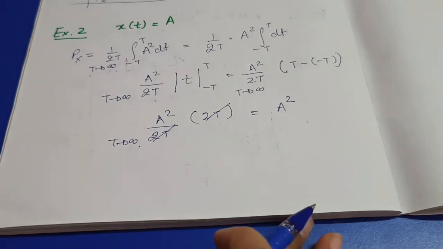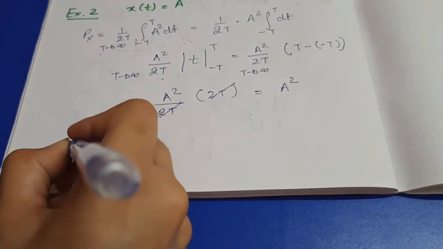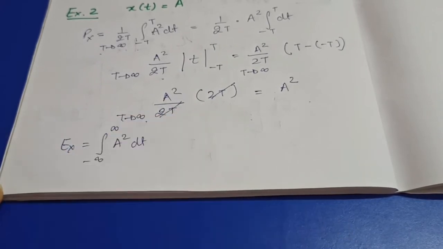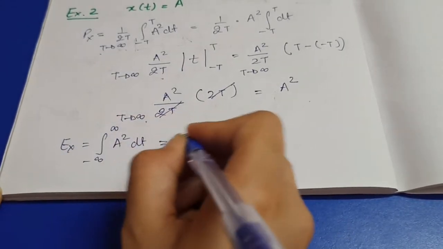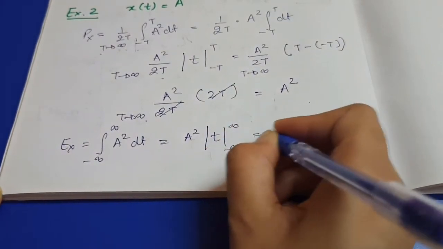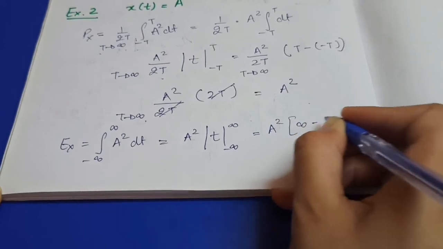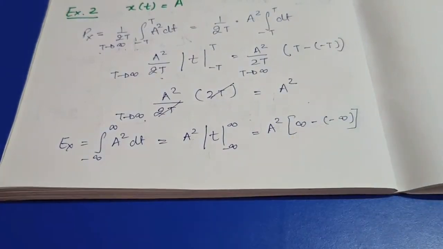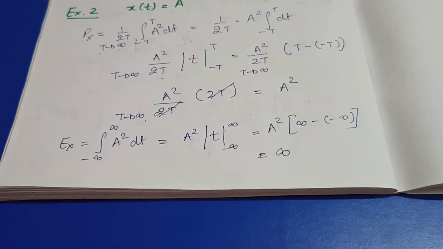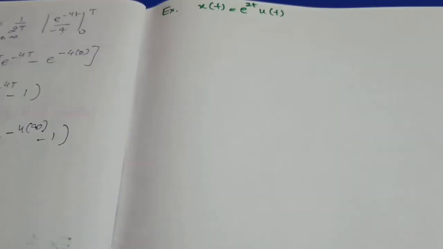So let's calculate it. The energy of the signal is nothing but integration of the square of the signal. That's it. So it's very simple integration, I think. So it comes out to be minus infinity and finally it comes out to be infinite. So here also it is verified that if the power of the signal is finite, then the energy of the signal is infinite, right? Now let's consider one more case.